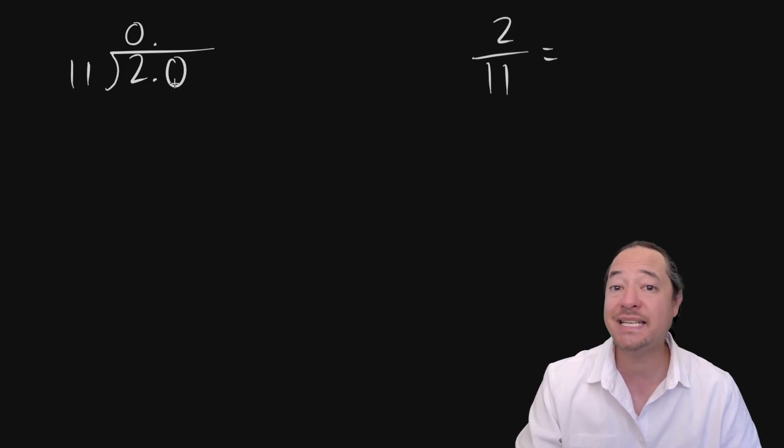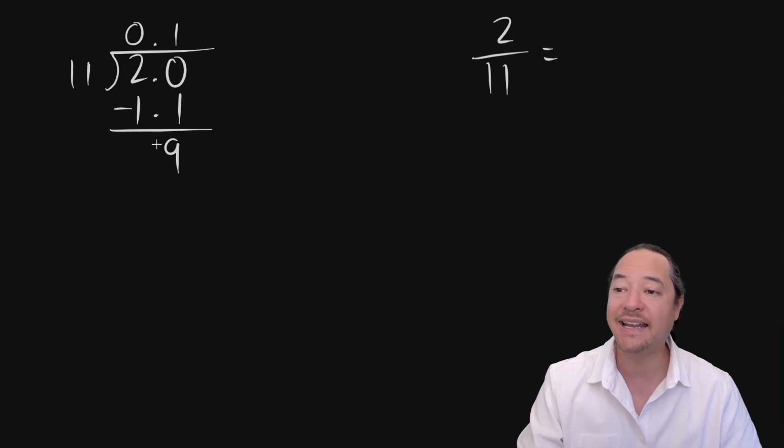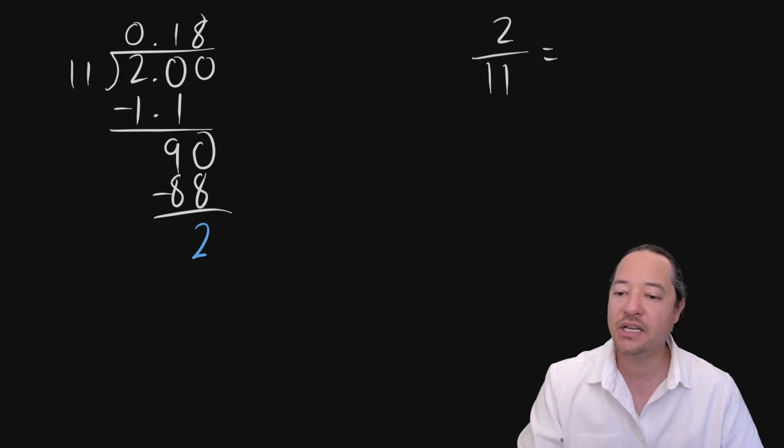11 goes into 20. Well, 2 times would be 22. That's too much, so only 1 time, right? 1 times 11 is going to be 11. We'll subtract that away, and we're going to get a 9. Okay, so now we have to bring down another 0. How many times does 11 go into 90? Well, it goes into 90 8 times, and that's going to give us an 88. We'll subtract that away, and what do we get? We get a 2.